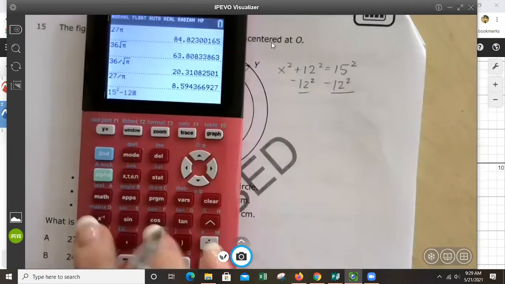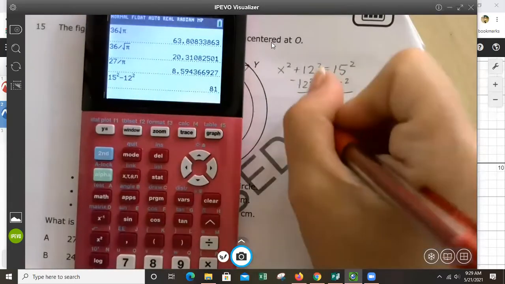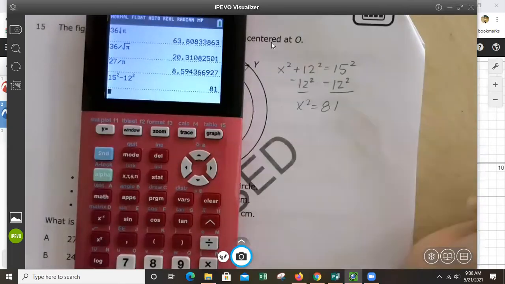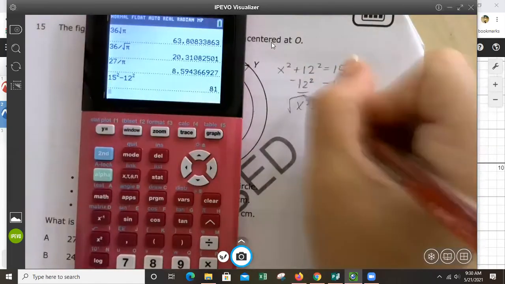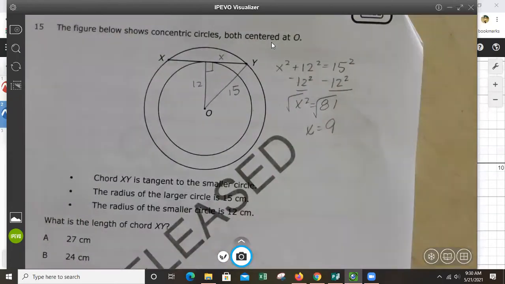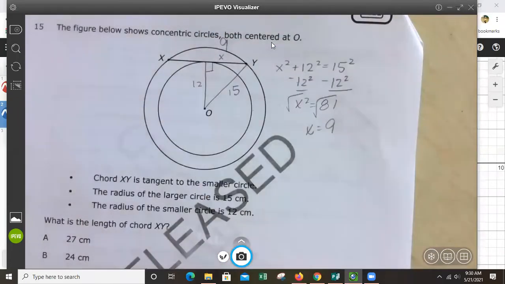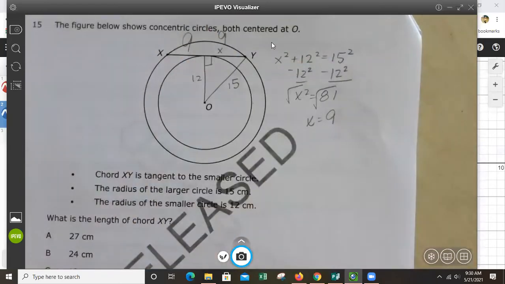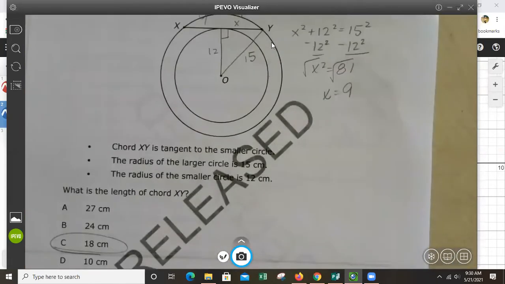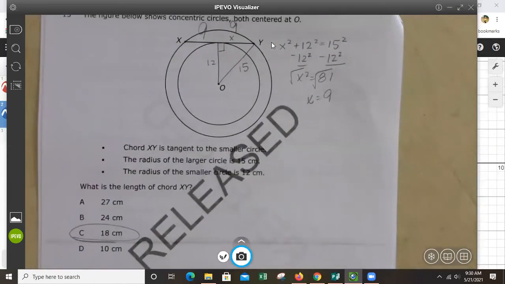15 squared minus 12 squared, and we get x squared equals 81. So then how do I find just x? Square root of 81 is 9. So this side is 9. That means this side is 9. So the full length is 18. Any questions? So again, once you find out what they're asking for or what you're supposed to do, it's a really easy question.